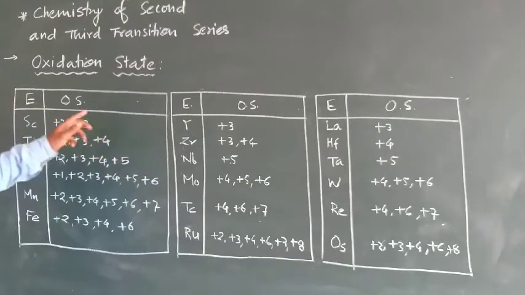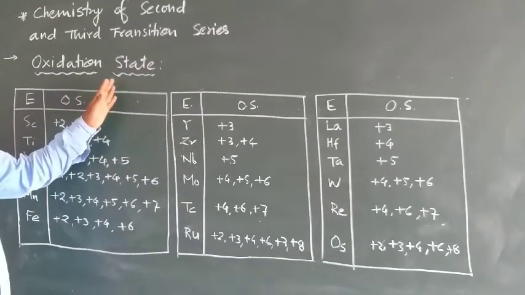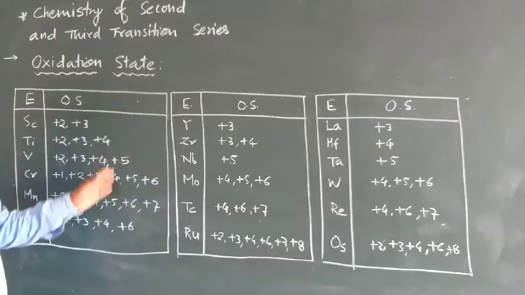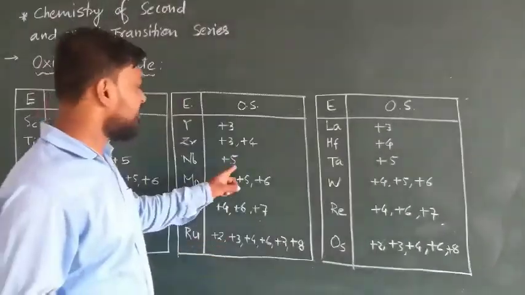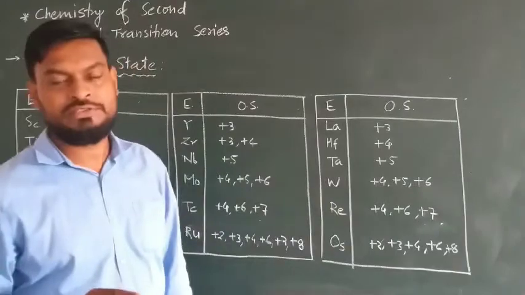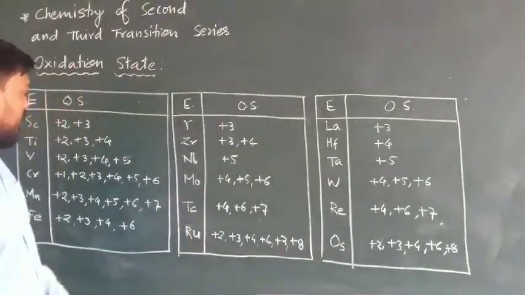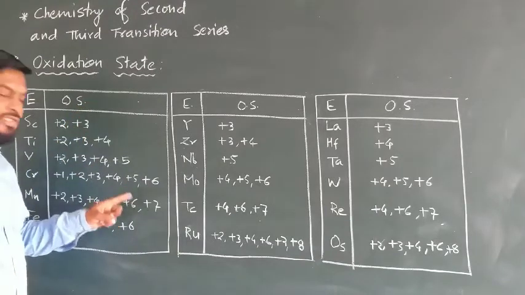first I have to explain this to you: I have written 3 boxes. This first column belongs to the first transition series, the second to the second transition series, and the last to the third transition series. I have written some elements and their maximum oxidation states.